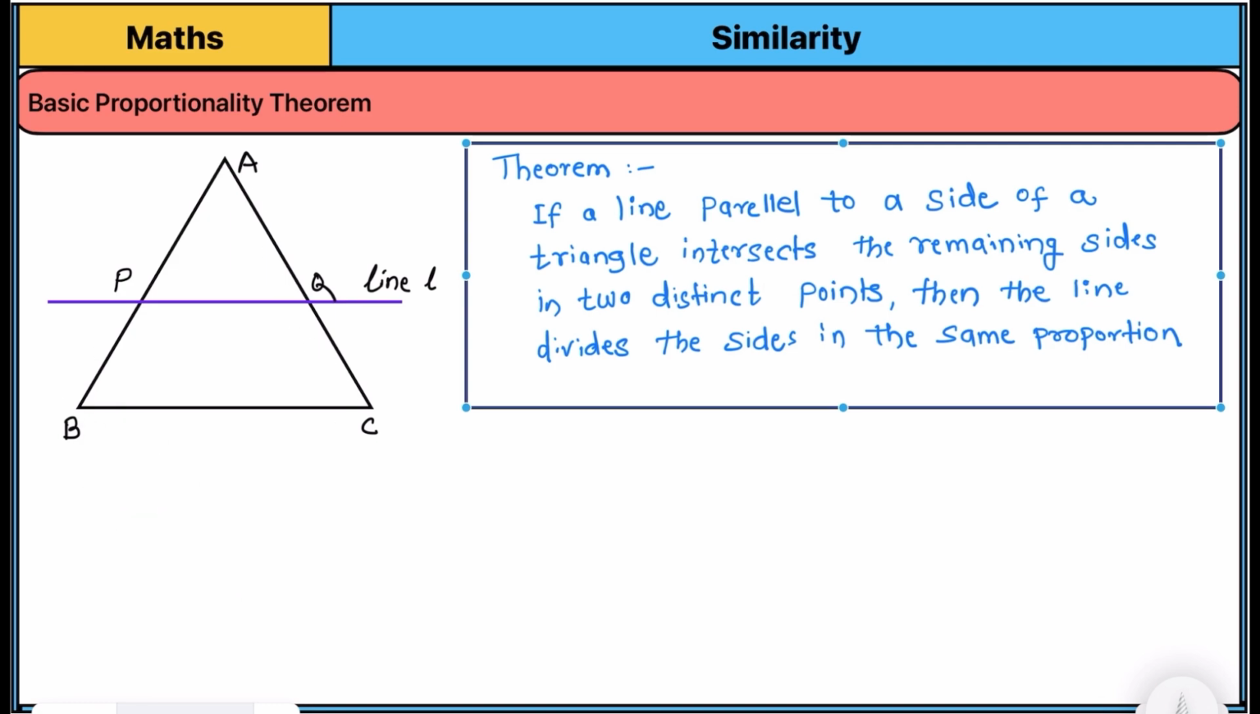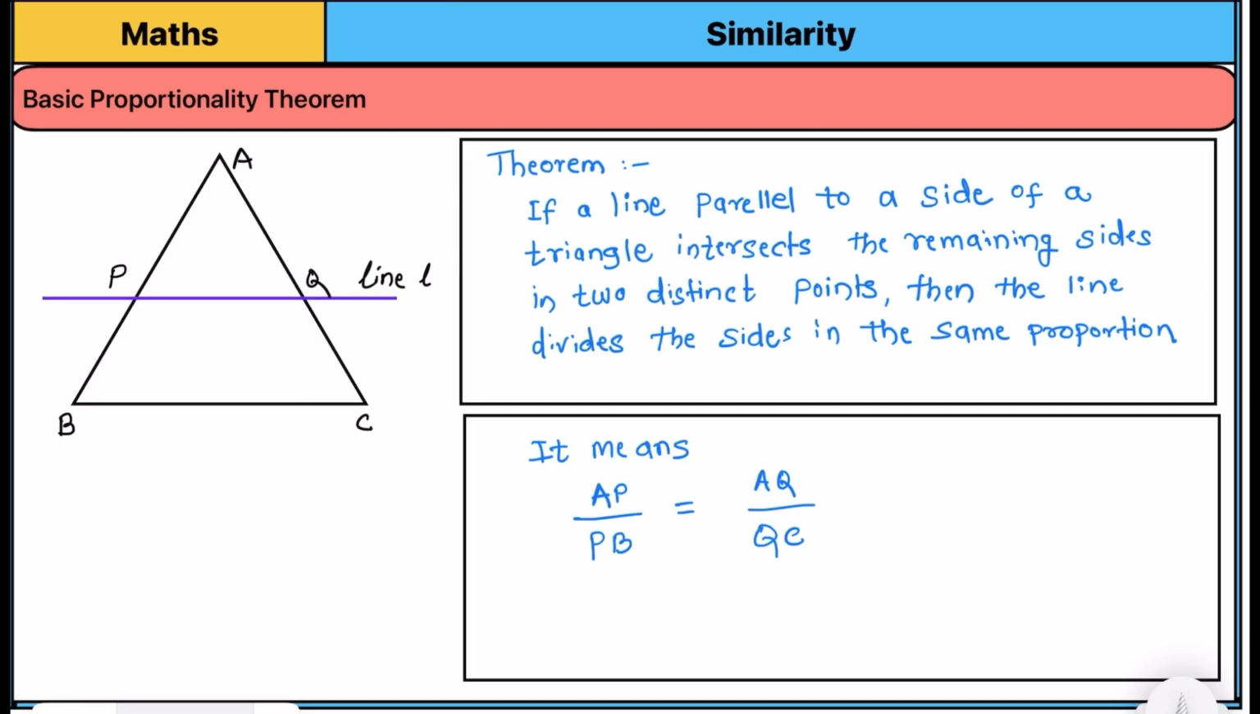So what does it mean in simple terms? It means the ratio of AP upon PB is equal to AQ upon QC. Now why is this possible? Because line L is parallel to BC, that means one side of a triangle. Let me show you one case now. Do you see one more line which is highlighted in red color?